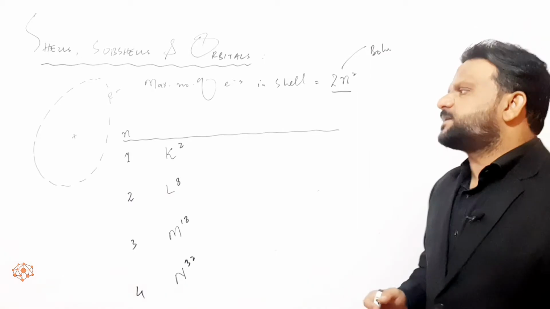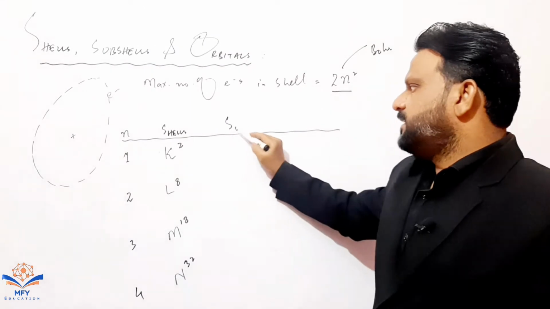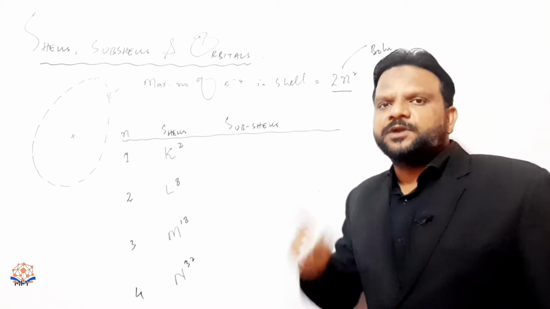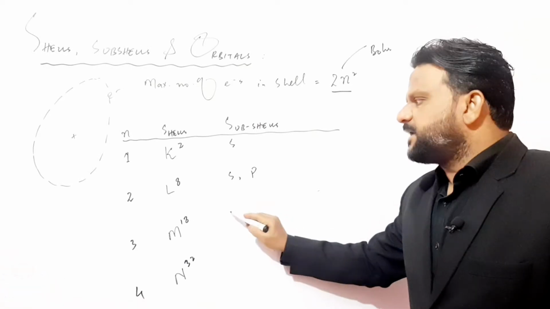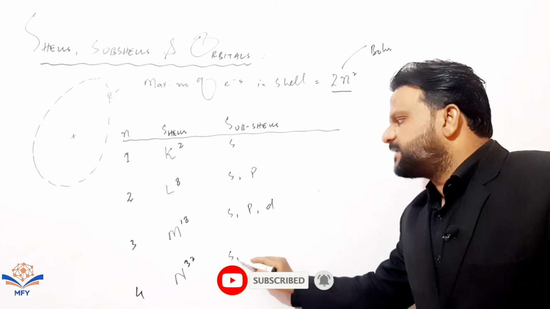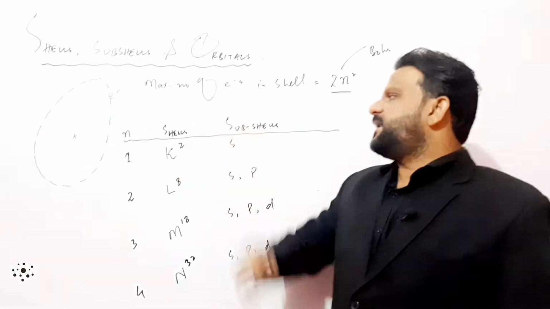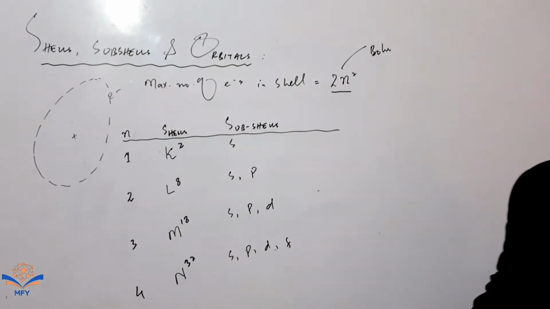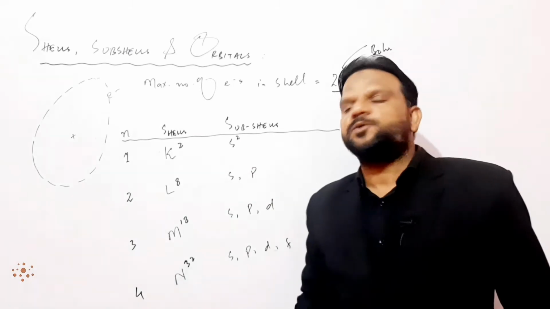Now we are going to move towards subshells. These are shells and these are subshells. The K shell contains only one subshell, that is s. L contains 2 subshells, that is s and p. M contains 3 subshells, that is s, p, d, and N contains 4 subshells, that is s, p, d and f. The K shell contains only one subshell, s, and s maximum contains 2 electrons. It is proved that K contains 2 electrons.